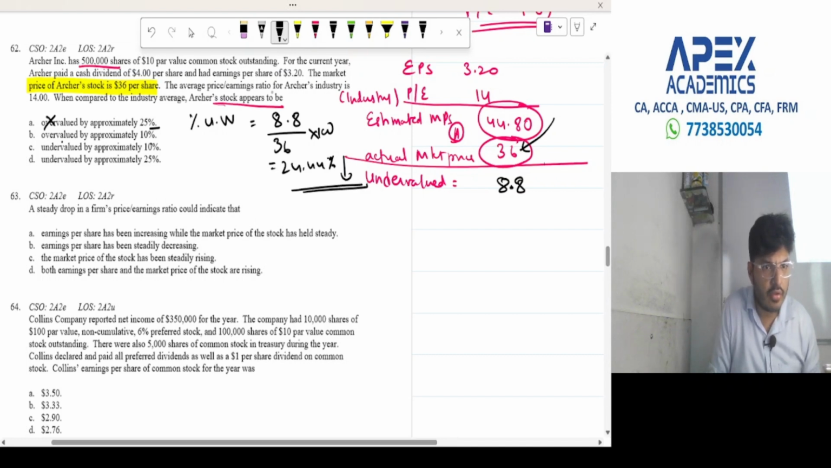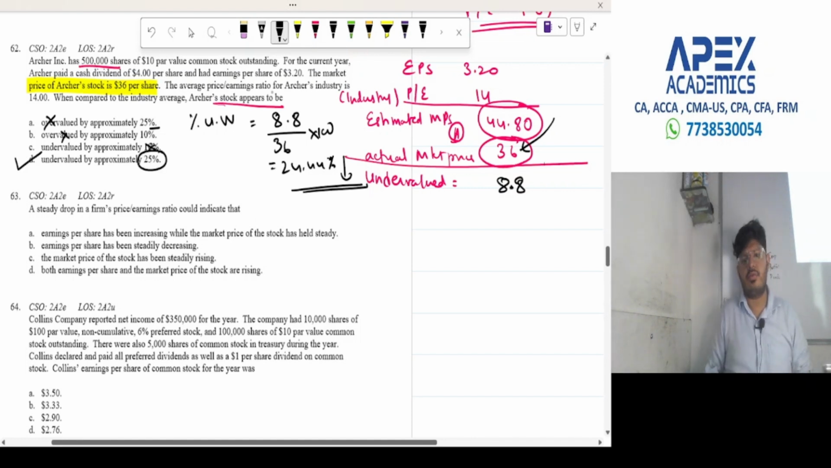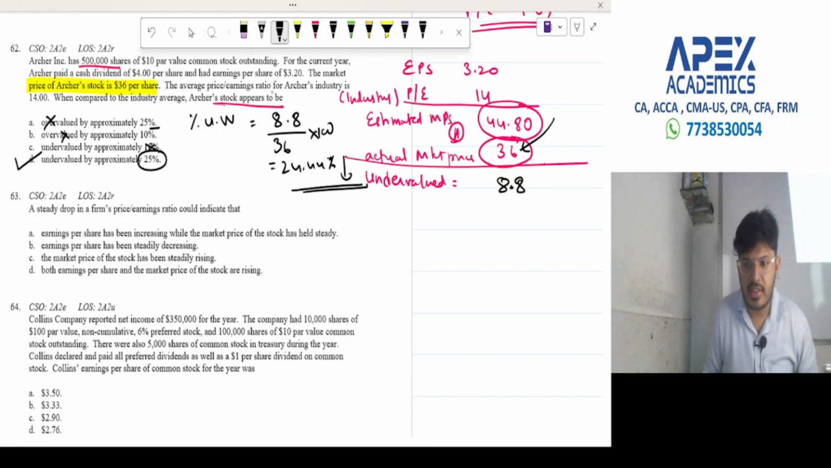So overvalued is wrong, and 10 is wrong. Sir, this is the right answer. The answer is option number D. This is an excellent one.